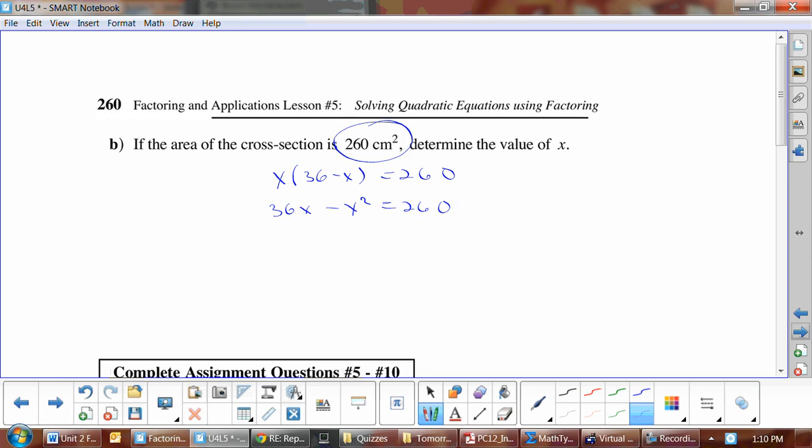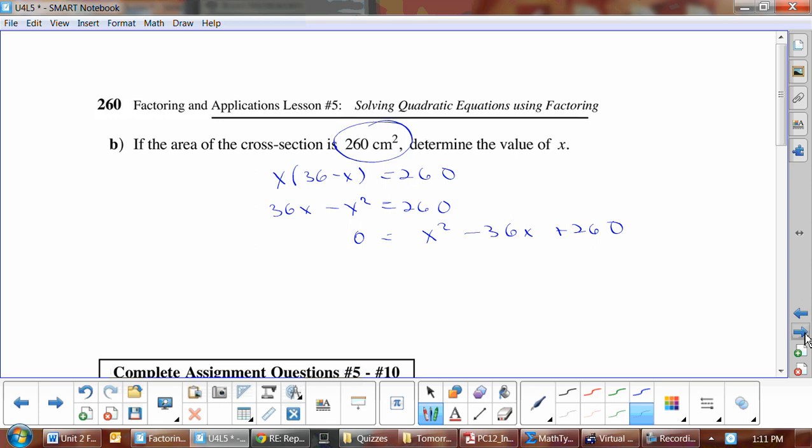Actually, let's put equal 260. I want to get everything on the right, because then my x squared is positive. So I would have 0 equals x squared minus 36x plus 260. So I put everything on the right, so I would not have a negative x squared. 260 was on the right already, so it's staying there.